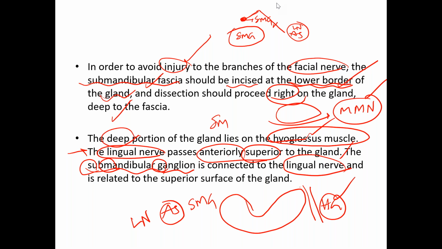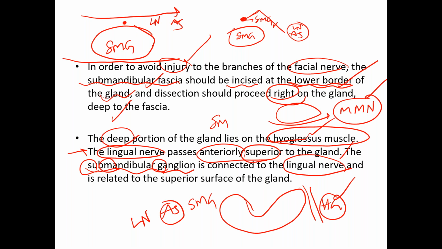So when you take the submandibular gland like this, you have the lingual nerve anterior and superior, and the hypoglossal nerve below. This is the submandibular gland, and this is the submandibular ganglion. And then the deep lobe is related to the hyoglossus muscle. Just remember these words. Do not worry about understanding and keeping in mind.